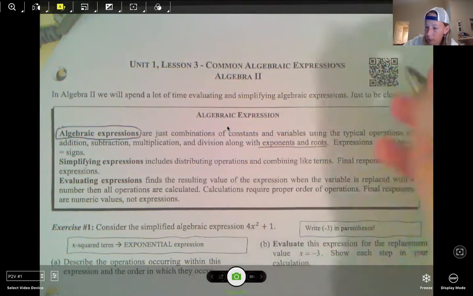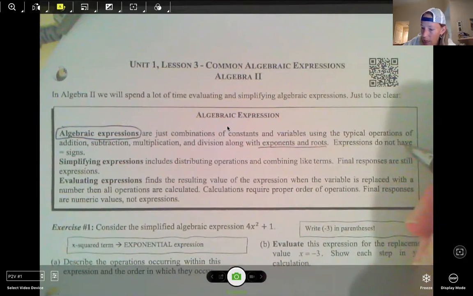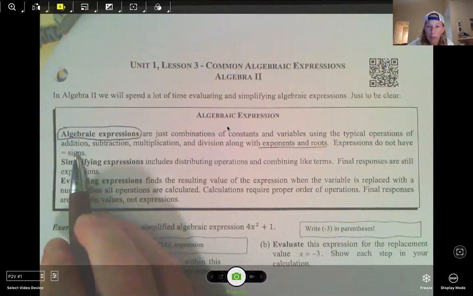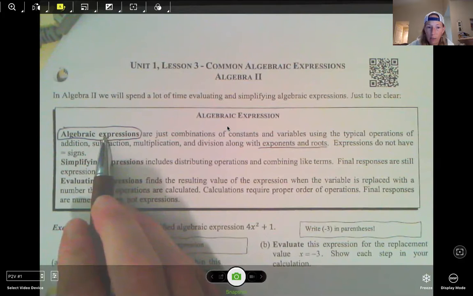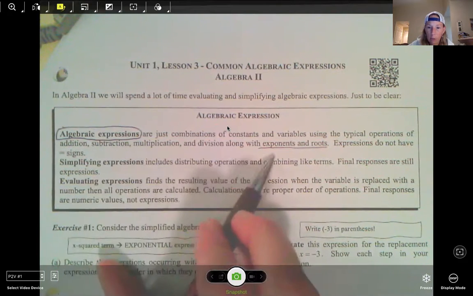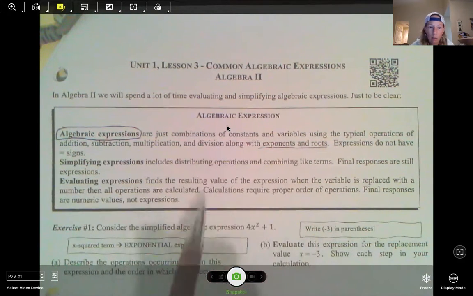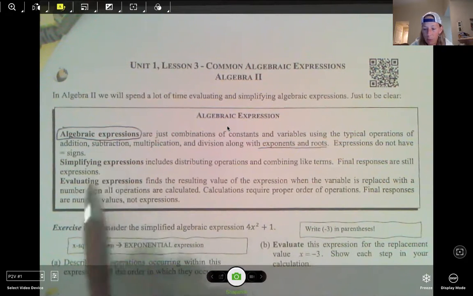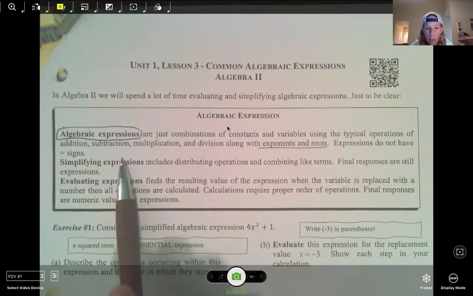But the other key to remember is expressions do not have equal signs. As soon as we see an equal sign, that makes it an equation. So we've seen a lot of these already, but the addition in this section will be some exponents and roots. All right. So two things we typically do with expressions is simplify them and evaluate them.